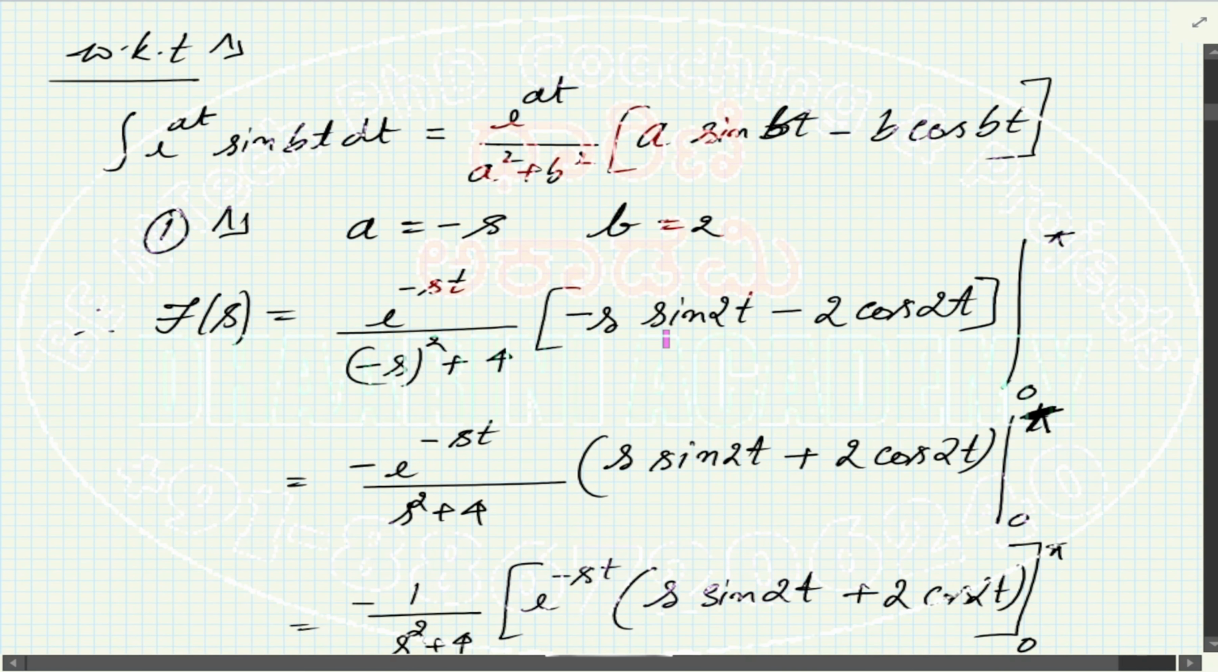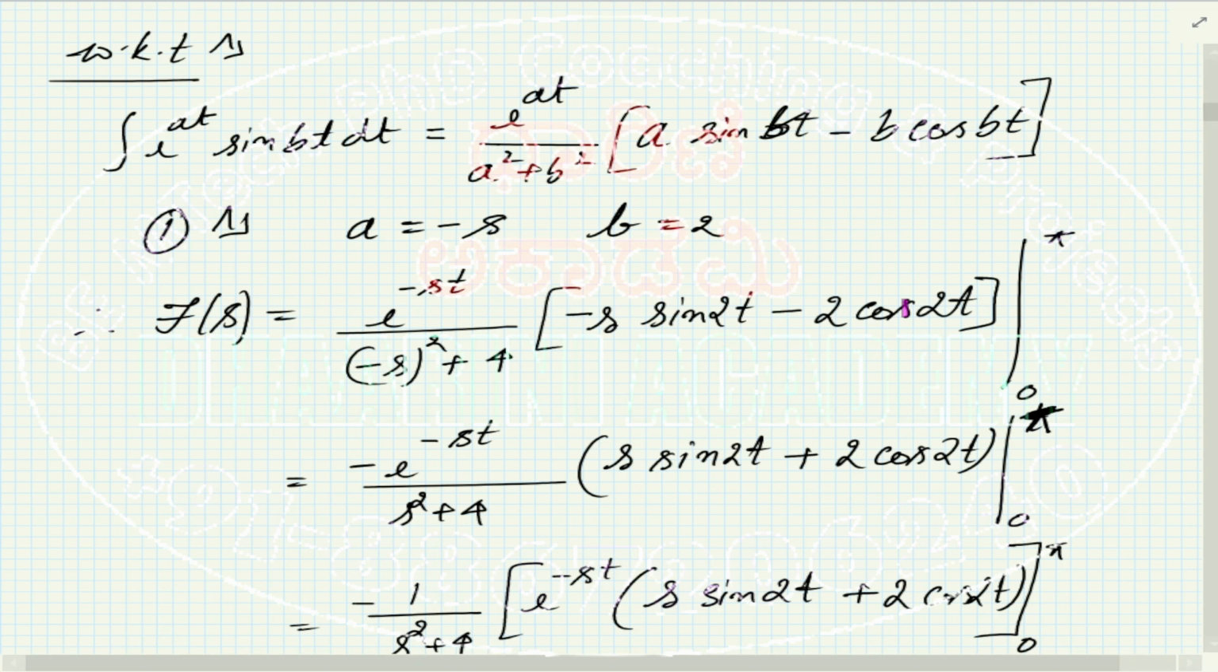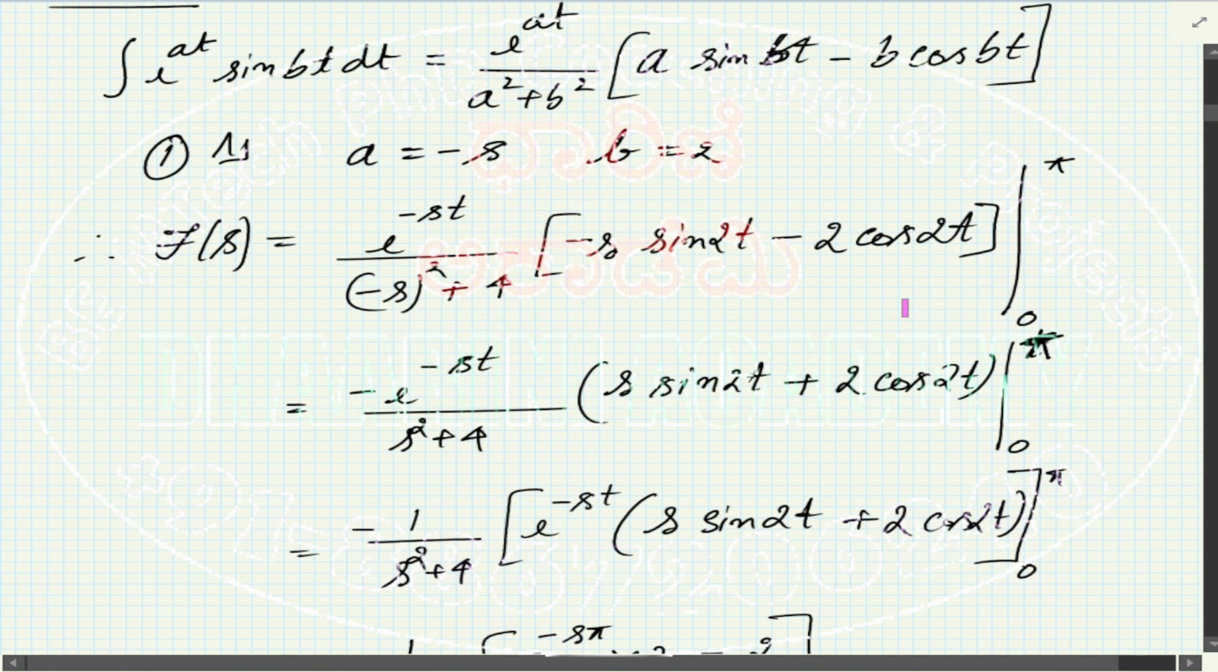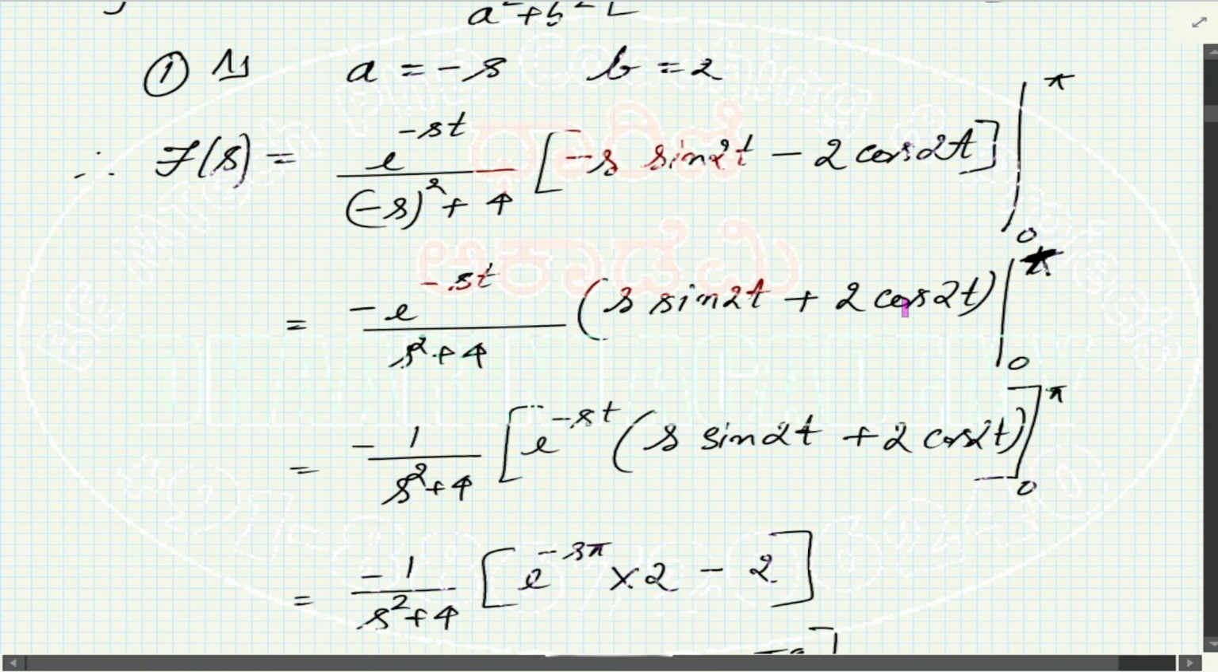So when you apply that, the answer is e to the at by a square plus b square. So e to the minus st by minus s whole square plus b square, which is 4, into minus s into sine 2t, because it is a sine bt minus b cos bt. So 2 cos 2t will come into the picture. You need to substitute the limits 0 to pi for t, correct?